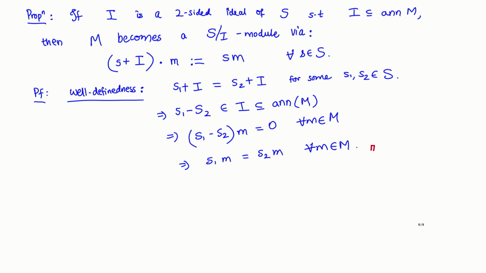So that completes the proof of well definedness, because if you had chosen S1 as your representative, you would have gotten S1M. If you had chosen S2, you would have gotten S2M. But those two are the same answer always. So this is well defined. And then the other axioms are more or less obvious. So I will leave the other axioms for you to check.